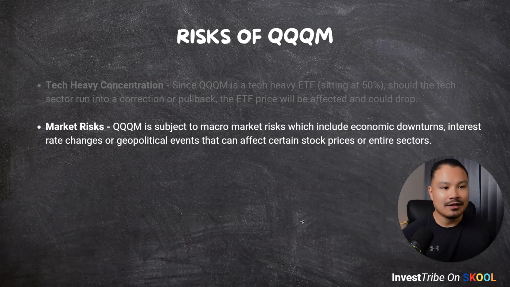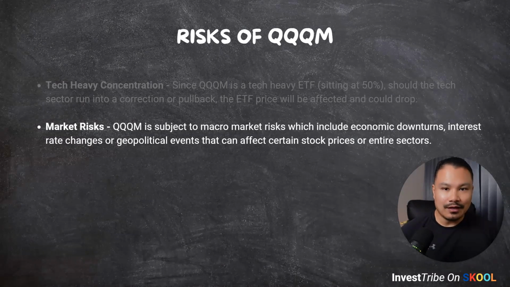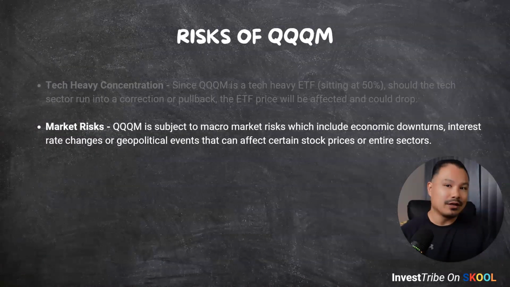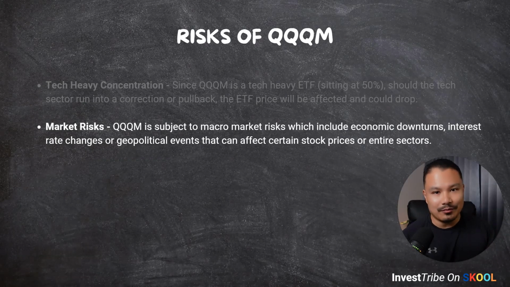So market risks. QQQM is subject to macro market risks, which include economic downturns, interest rate changes, or geopolitical events that can affect certain stock prices or entire sectors. So again, interest rates, big deal, over the last couple of years. Although year to date, if you look at how the performance of QQQ or tech stocks or even the S&P 500 have been doing, they've relatively been going up, but it's not to say it's always gone up, because there have been challenges, there have been corrections, there have been pullbacks throughout that entire time.